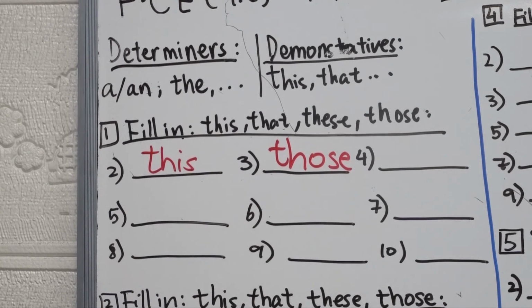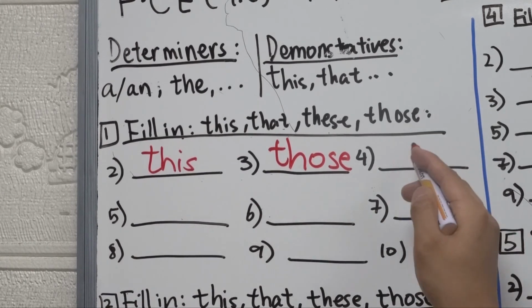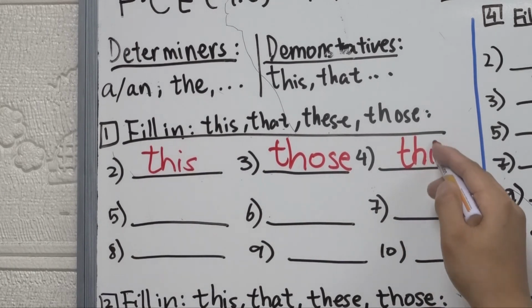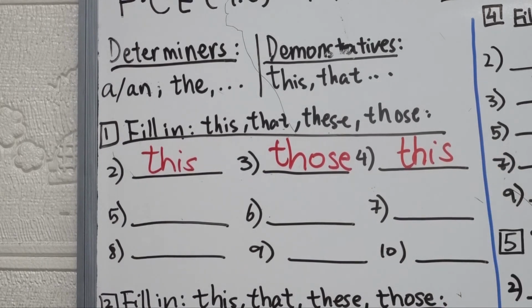Continuing on, let's go to number 4, alright? So number 4, blank is the best soup I've ever tasted. So we are referring to the soup we are eating, right? And that should be close to you. Now soup, a bowl of soup, right? So it should be this. Okay?